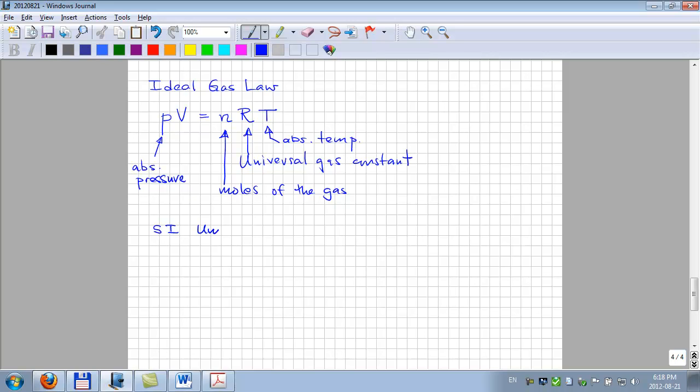So for SI units, pure SI units, pressure in Pascal, volume in cubic meters, temperature in Kelvin, and moles. Because a mole is what? A mole of material. Does anybody know the molecular weight of air?